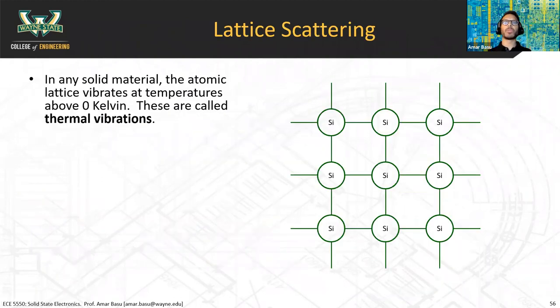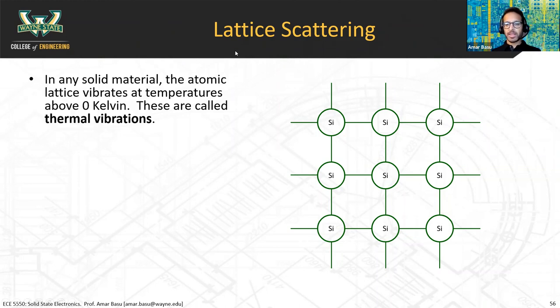All right, we have about 10 minutes left here, and I want to cover concepts of lattice scattering. In any solid material, there are two mechanisms which cause scattering. The first is lattice scattering. The second is impurity scattering. These won't take too long to explain. In any solid material, an atomic lattice vibrates at temperatures above 0 Kelvin. 0 Kelvin is where all vibrations stop. Anything above 0 Kelvin, you end up getting thermal vibrations.